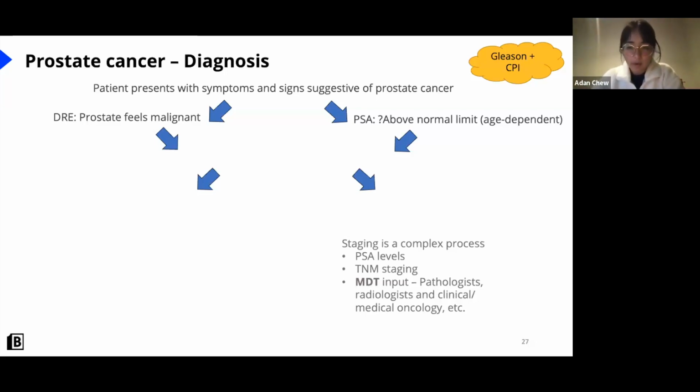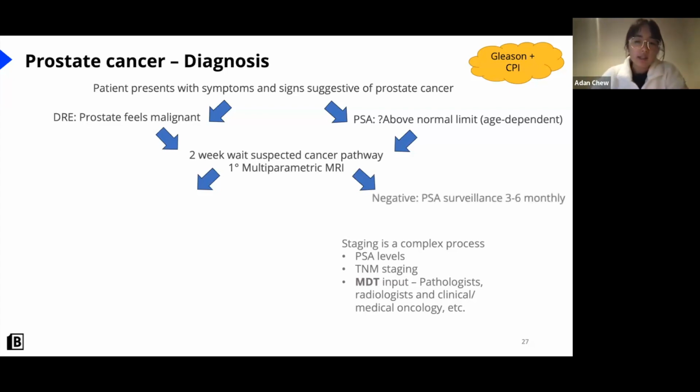So if that's above the normal limit, you would refer them for a 2-week wait suspected cancer pathway, for which the first line investigation would be a multi-parametric MRI. If that's negative, you would have a 3 to 6 monthly surveillance of the PSA and then re-refer as appropriate.